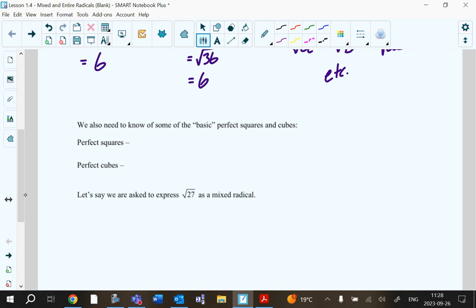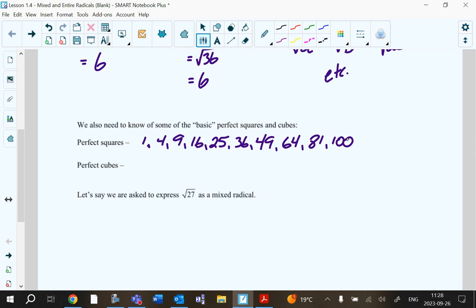Start listing for me the positive perfect squares. What's the smallest positive perfect square? 1. Not 2. 2 is not a perfect square. 4. Not 6. 9. 16. 25. 36. 49. 64. 81. Give me one more. 100.